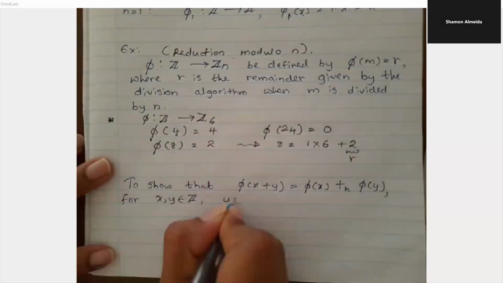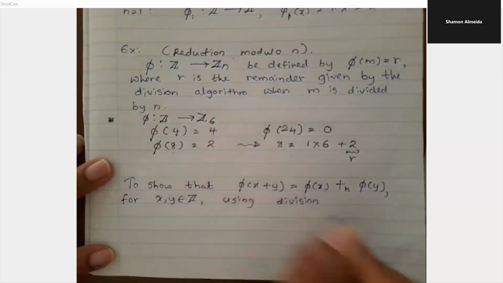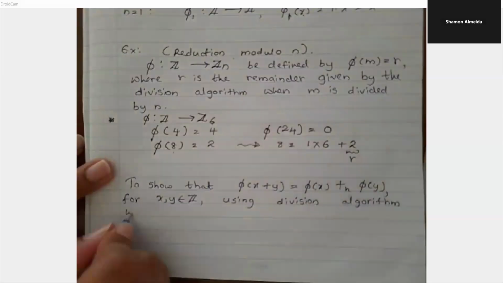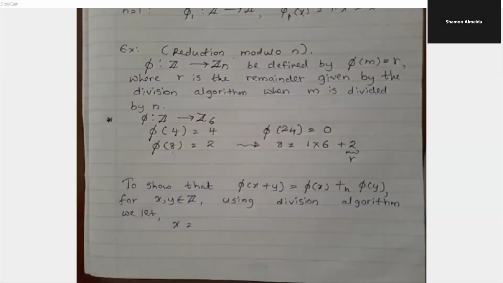Using the division algorithm, we let, for x. Now what we are going to do is apply the division algorithm to x and y to find their remainders. Those will pop up over here. So the addition of those two remainders must be the remainder that you get when you divide x plus y by n.